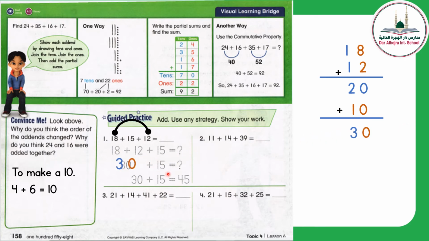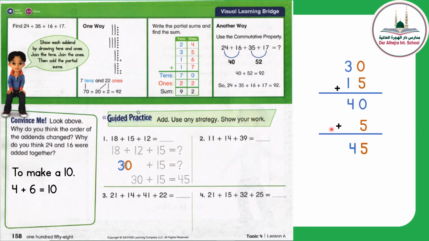Next, I'll be adding 30 to 15 to see my final total sum. Here you can see I have copied here 30 and 15. So 3 and 1 in the tens place makes 4, that means 40, and 0 and 5 is 5. Now I'll add the partial sums together. 40 and 5 makes 45. So the final sum for 30 and 15 will be 45.